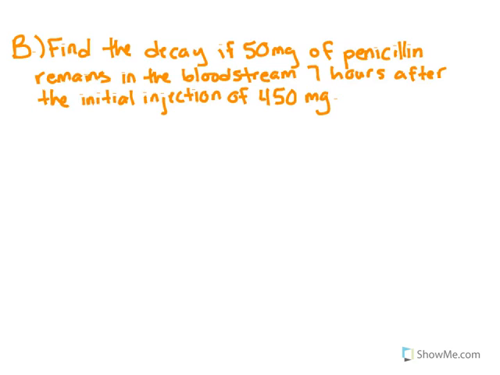All right, so our next part, part B, says to find the decay if 50 milligrams of penicillin remains in the bloodstream 7 hours after the initial injection of 450 milligrams. And also recall that the formula that we used previously can be transferred into a regular function like this. These are really key pieces because in this particular question, it's not asking about the rate of something, it's asking about an amount. And when you're talking about an amount, you're talking about your original function, not the derivative.